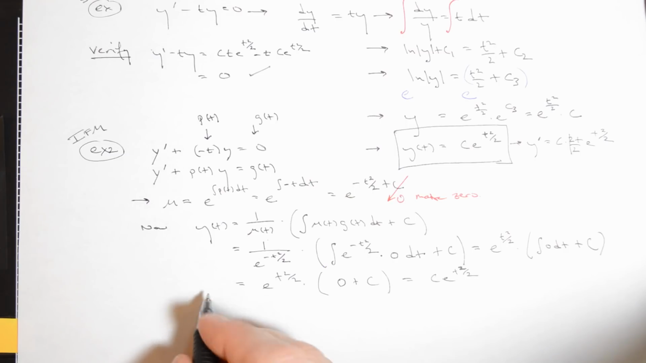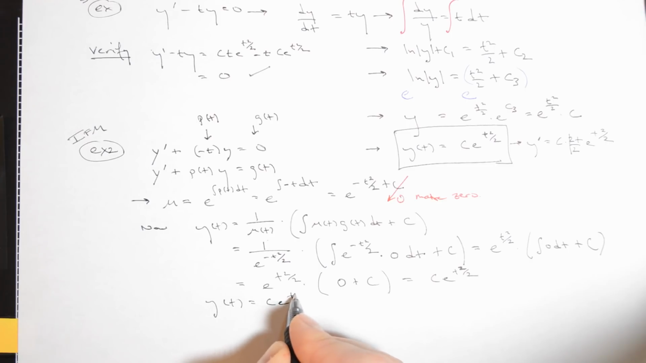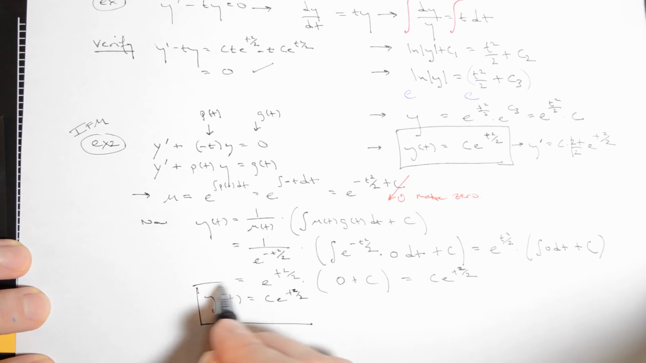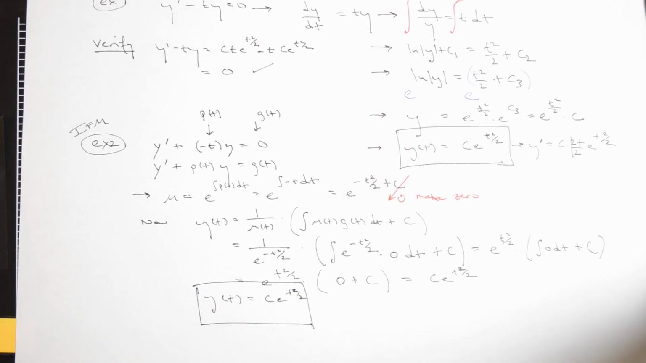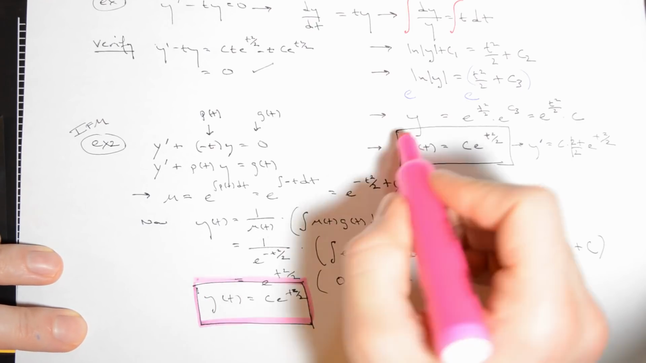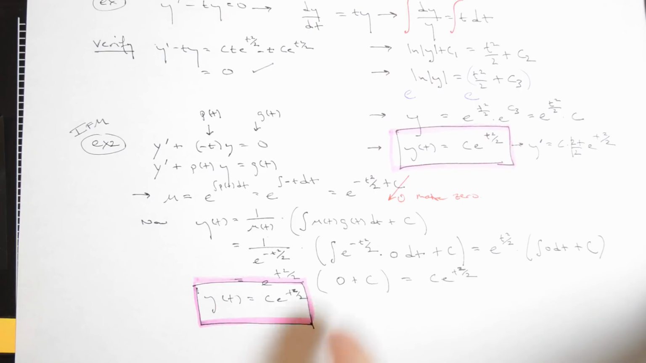So now what we find is that y of t is equal to c e to the t squared over 2. And you'll notice that this is the same answer that we got before. So indeed, the integrating factor method seems to produce the right answer. Although this is not a proof, this at least gives us hope that this method should work.